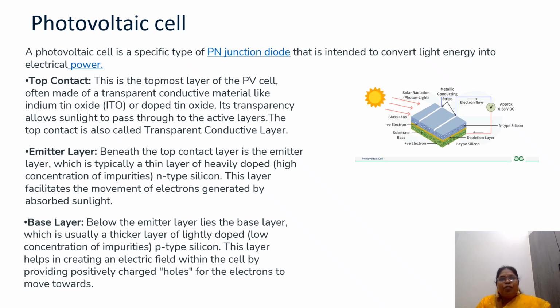So whenever sunlight falls on it, what will happen? It passes through the transparent layer and moves to the next layers, the N and P layers, which form a PN junction. This forms hole and electron pairs. The energy gets absorbed, and the electrons in the valence band are excited and move towards the conduction band, providing an electric current flow.